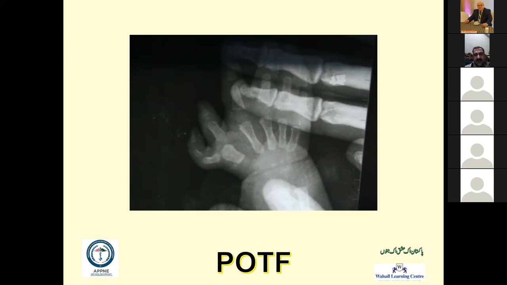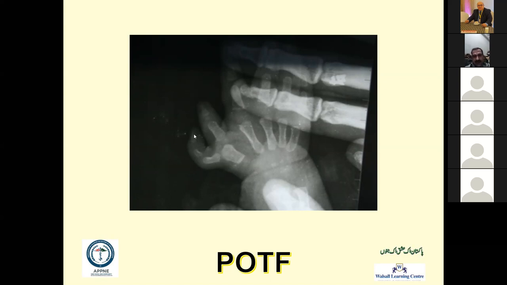Now, this is the same patient. What can you see on the X-ray? Yes, sir. This is the duplication noted on the thumb side. And there the classification is called Wassel classification, yes, sir. Wassel classification, in which there is bifid and duplication of the phalanges.